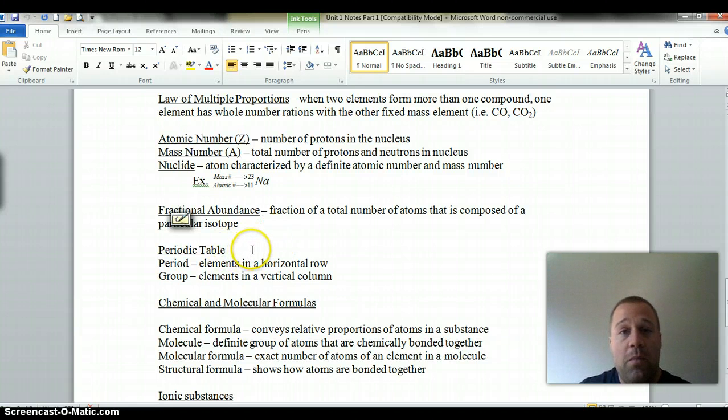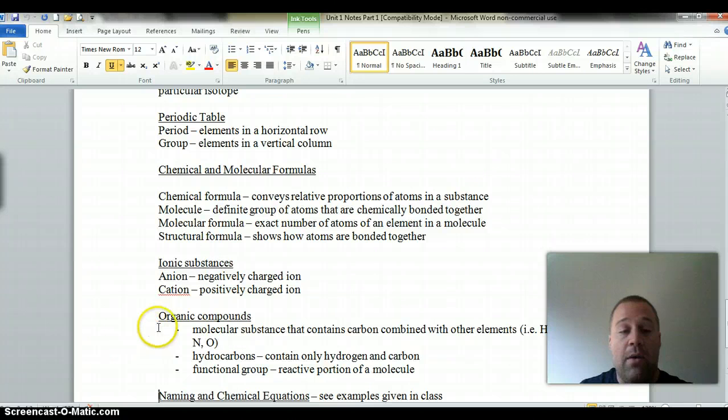Periodic table, you should have familiarity with that. The 2 big things here are periods, which are the rows, and groups, which are the columns. Sometimes the columns are called families as well, but know the difference between a period and a group. Chemical and molecular formulas, really it's kind of simple there. Just looking down, you can figure that out. Ionic substances are made up of a positively charged cation and a negatively charged anion. I always remember it with an anion is a negative ion. That works for me. Whatever works for you is great.